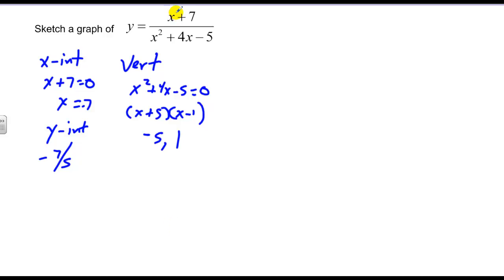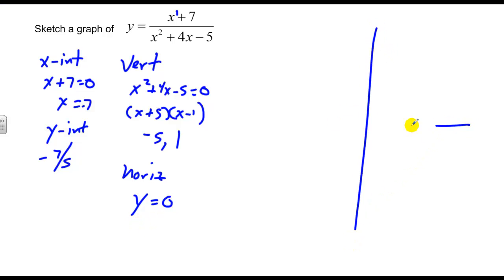Horizontal asymptote, take a look at the degrees. Numerator less than the denominator, so the horizontal asymptote is going to be y equals 0. Let's take a look at a sketch. There's my set of axes. I'm going to have an x-intercept at -7. Put a dot there. Y-intercept -7/5, somewhere around here. Vertical asymptotes at 1 and -5.